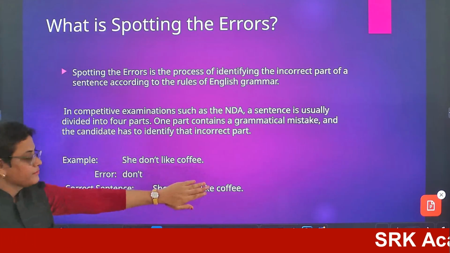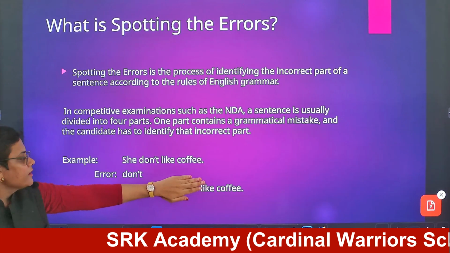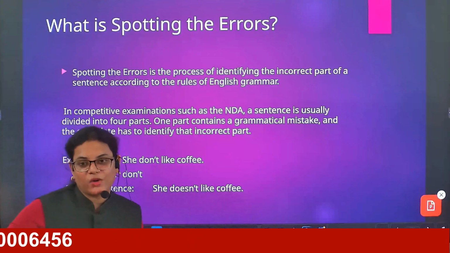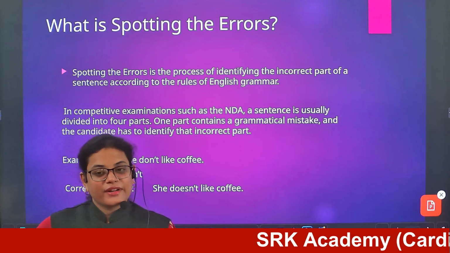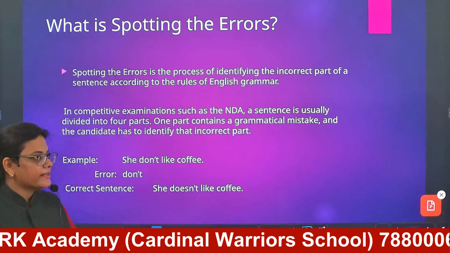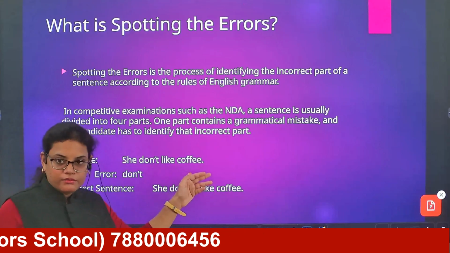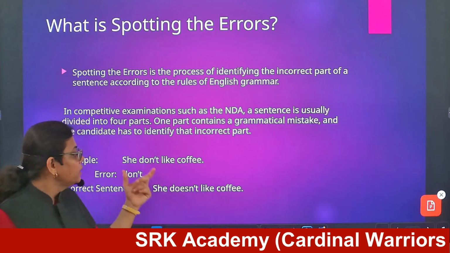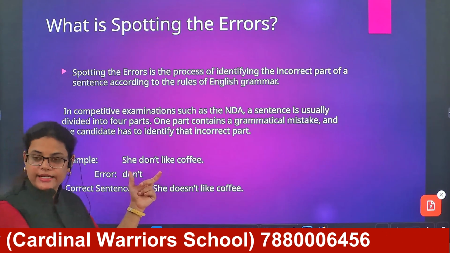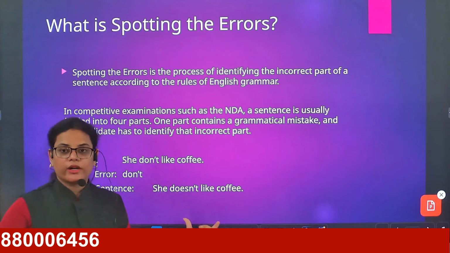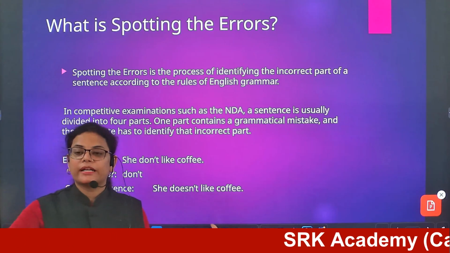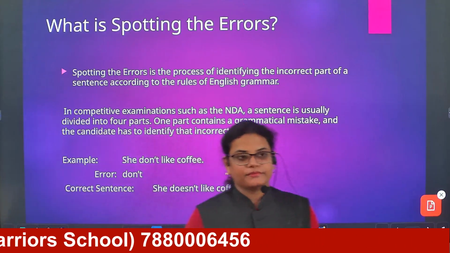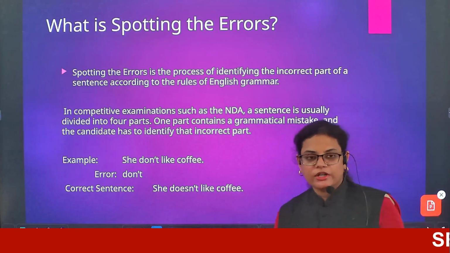Take some examples. She don't like coffee. What is the error here? Don't. Yes, the correct sentence is she doesn't like coffee. The word don't is not correct in the sentence. You can replace it with doesn't. Now it makes a complete, proper grammatical sentence: she doesn't like coffee. Am I clear, everyone? Shall we proceed with the next?